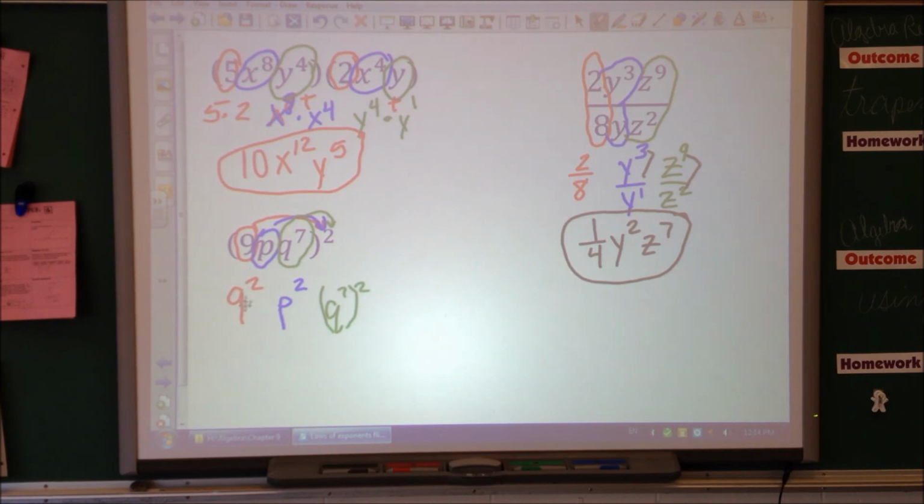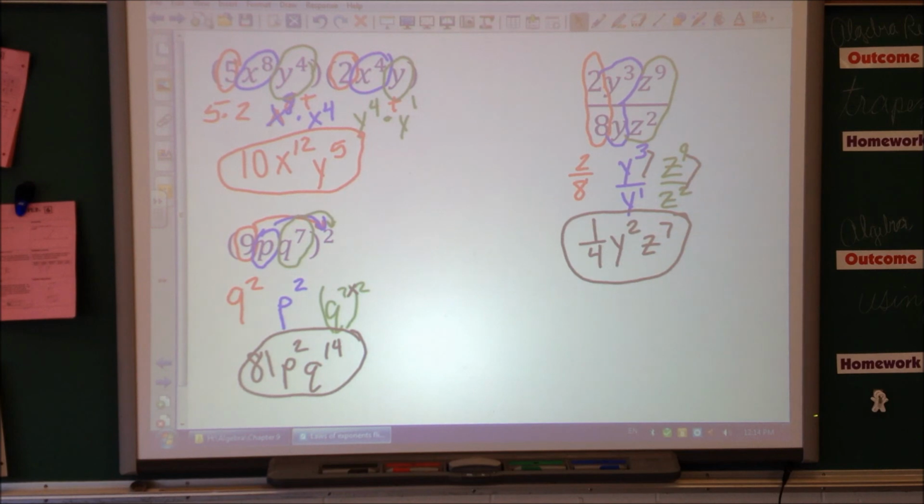So 9 squared I can do. 9 times 9 is 81. P squared, I just keep it p squared. And q to the 7 squared, remember we just learned we need to multiply those powers. 7 times 2 is 14. So it becomes q to the 14. And that's our final simplified expression. That's as simple as it gets.